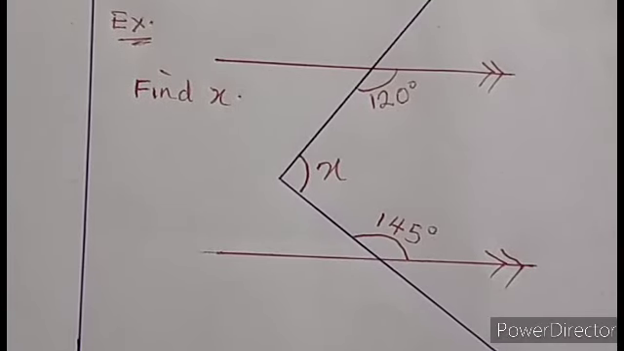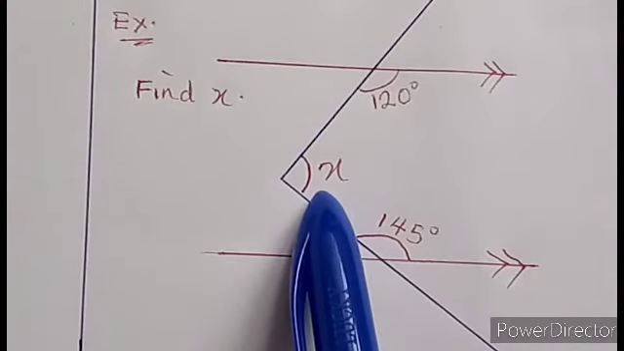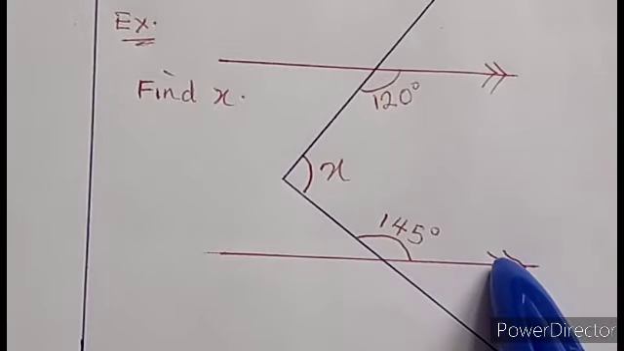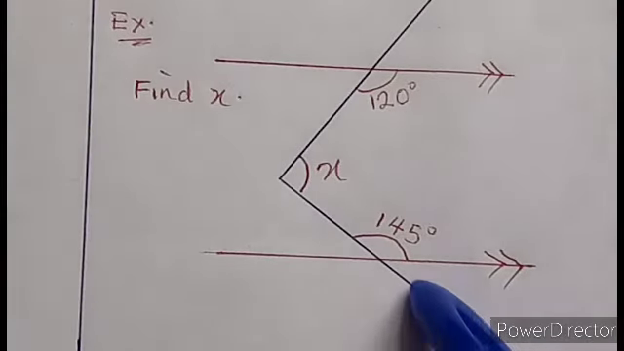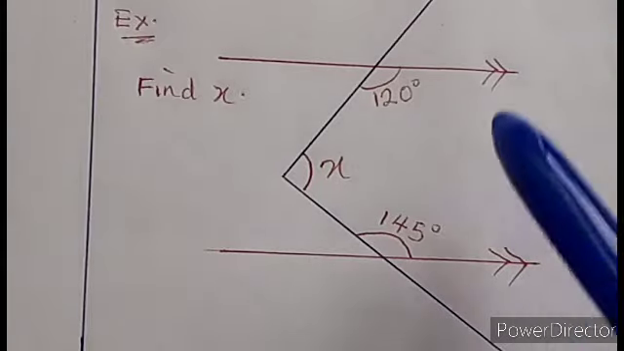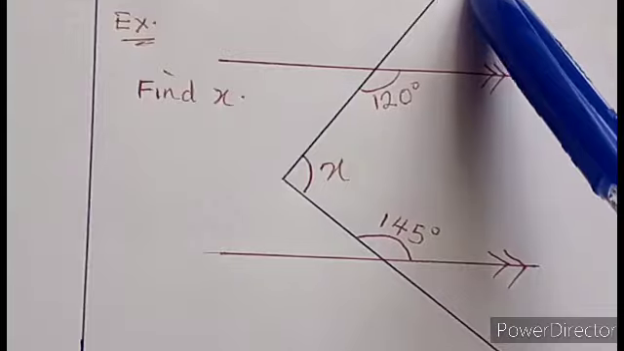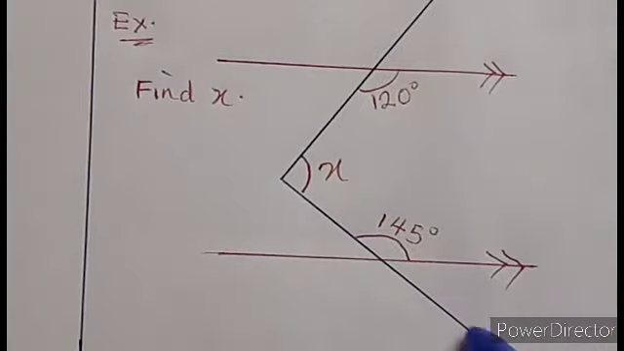Now, let's look at this example. In this example, we are asked to find x, this angle x. So see, we have two parallel lines, and we are expected to have only one transversal. But here now you saw that we have two transversals already, this one and this one, because a transversal is not supposed to bend. So you have one transversal, we have another transversal. So what do we do in this case?